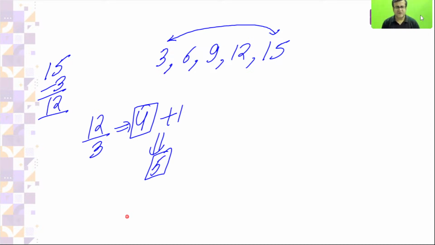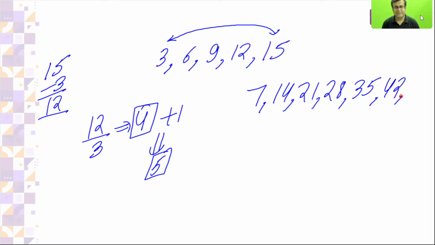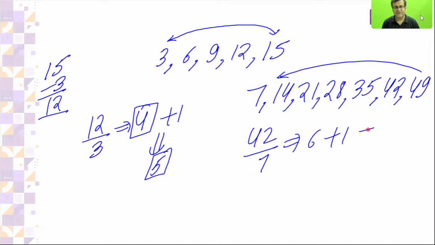Any other example? You want to take 7, 14, 21, 28, 35. Now difference between these two, 28. Divide by 7 will give you 4. Add 1 into that will give you 5. Okay, beta. I think now clear, Krishna, Soumya. I think this is clear now. Yes or no? Tell me fast.